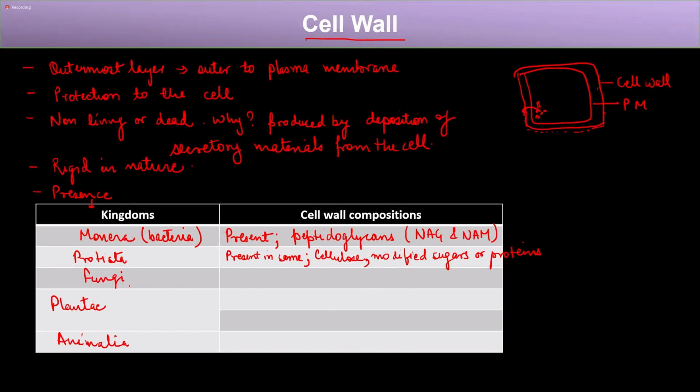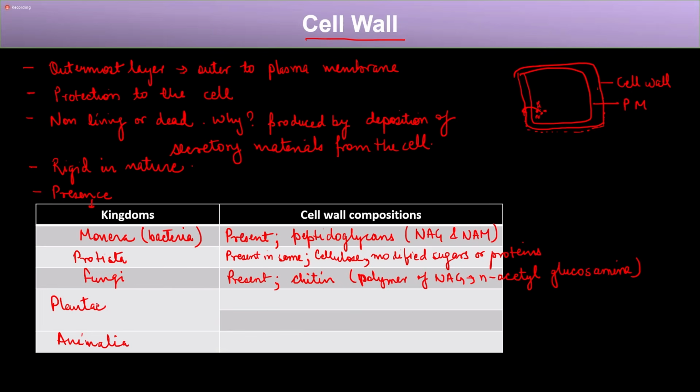Now in the fungi, all the fungi have the cell walls, and it is made up of chitin. So there is one polymer of sugar that is known as chitin, and this chitin is a polymer of NAG. Polymer of NAG. So what is NAG? NAG is N-acetyl glucosamine. So in the fungi, it is made up of chitin.